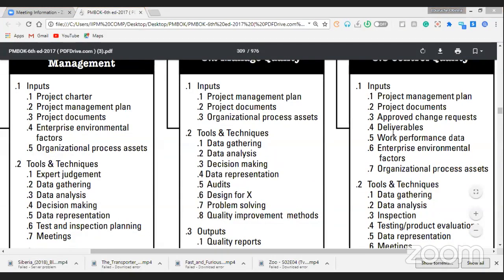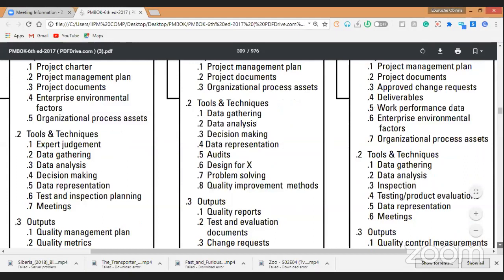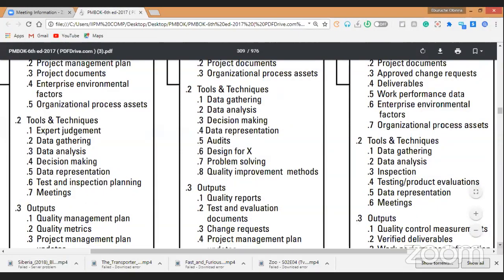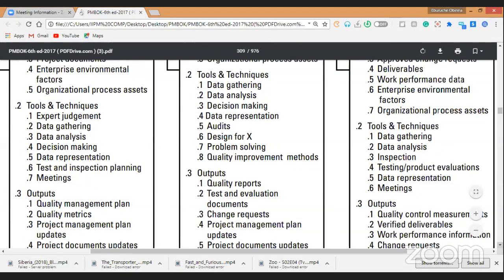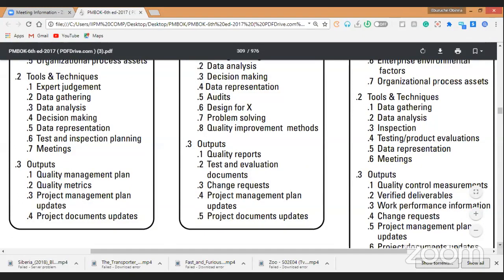Okay, so let's get to the tools and techniques for planning quality management. So the first one we have there is the expert judgment. And because of time, I may just have to go through this. Please, I just need us to pay attention. Where you don't understand, just pinpoint. I will definitely come back to them.